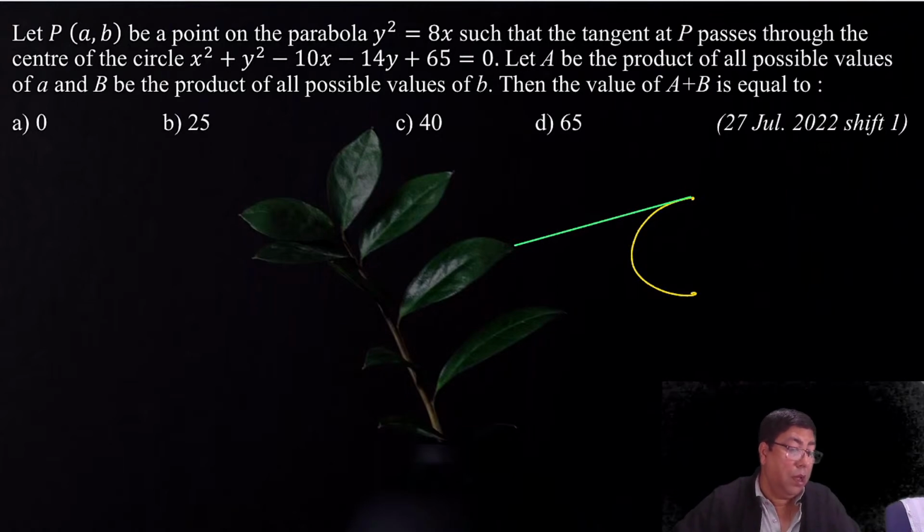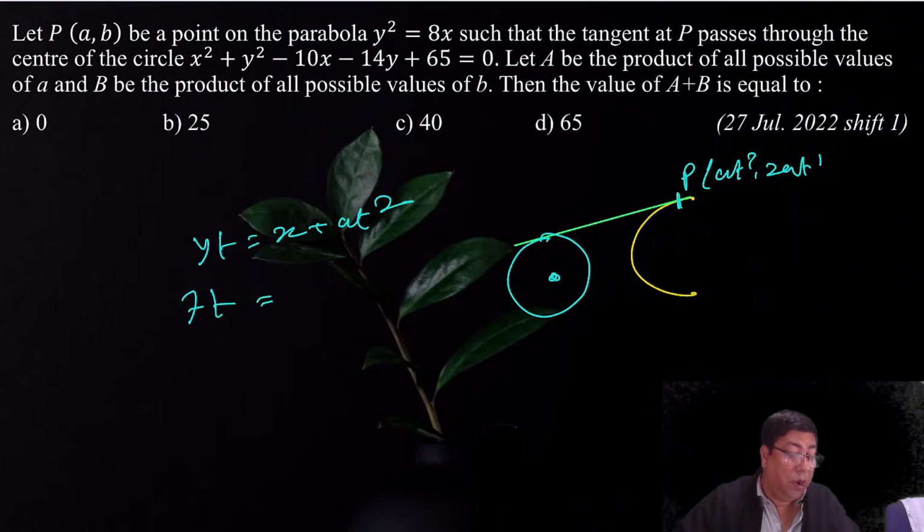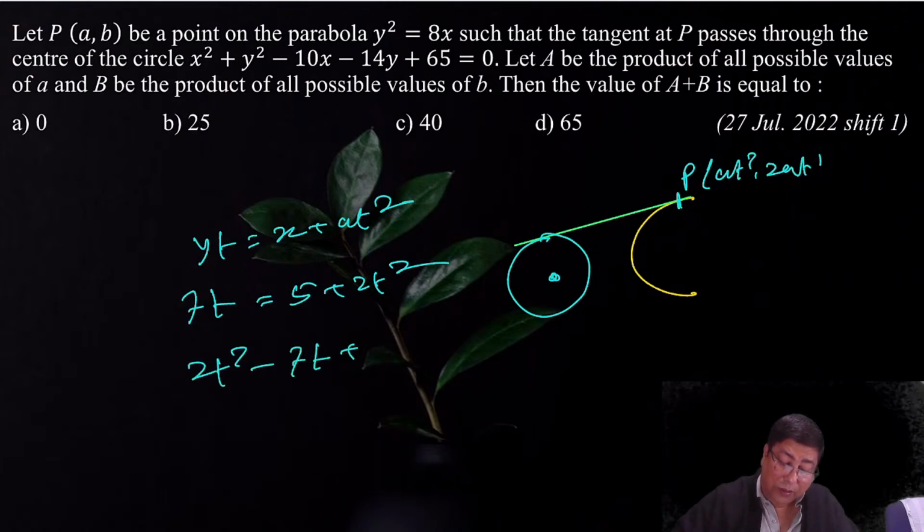What to do here? Tangent at P. Suppose this is (2t square, 4t), and I am drawing one rough diagram. So the tangent at P (2t square, 4t) is ty equal to x plus 2t square. It passes through the point (5, 7). So we can write this as 7t equal to 5 plus 2t square. If we solve this, 2t square minus 7t plus 5 equal to 0, we get t equal to 1 or 5 by 2.